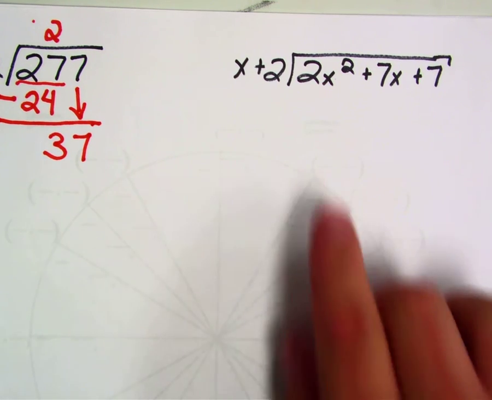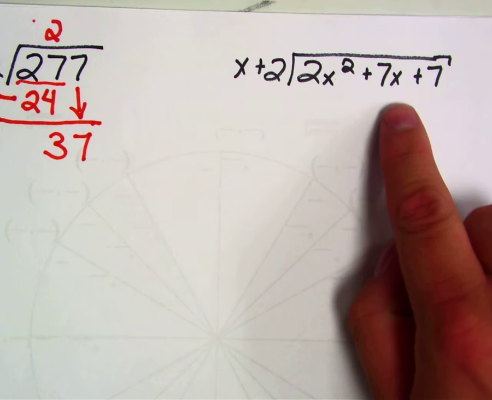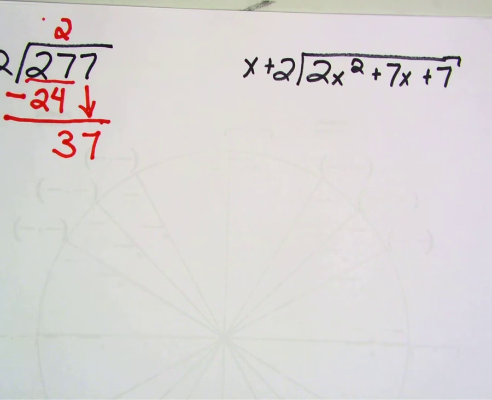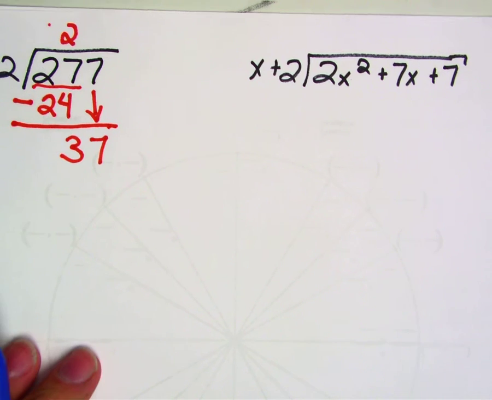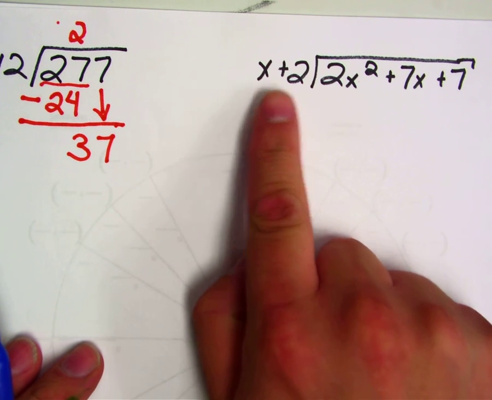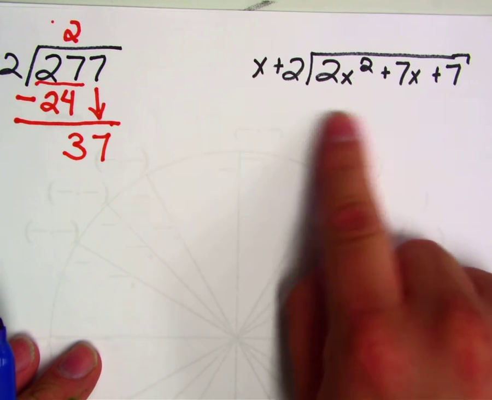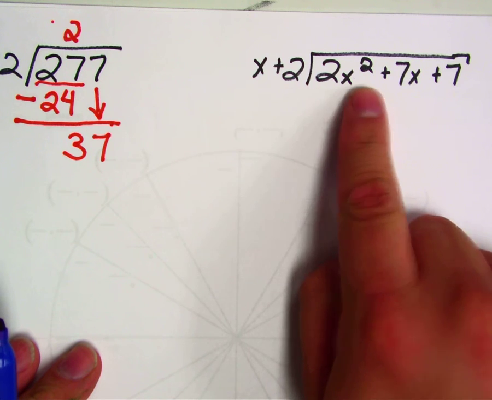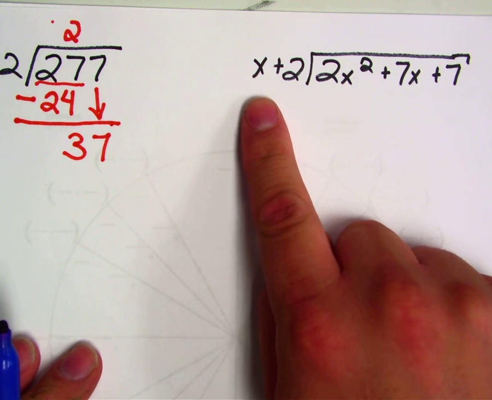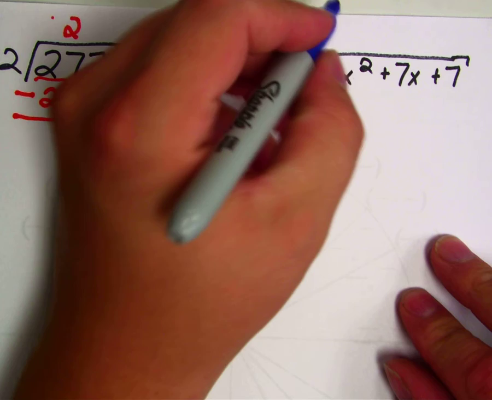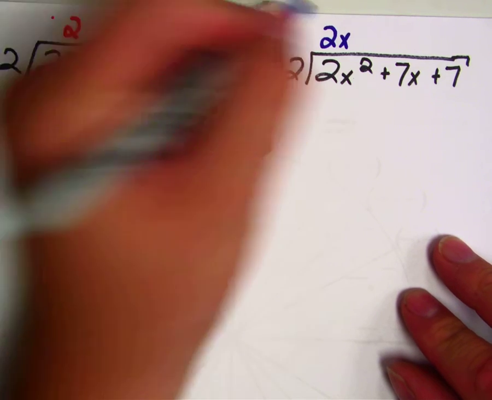In this case, I've picked the polynomial so that it has the exact same coefficients as the number I'm dividing on the left-hand side. So we're going to ask ourselves the same question. We have x plus 2. How many times does that go into 2x squared? In other words, what do I have to multiply x by to make it 2x squared? In this case, it's 2x.